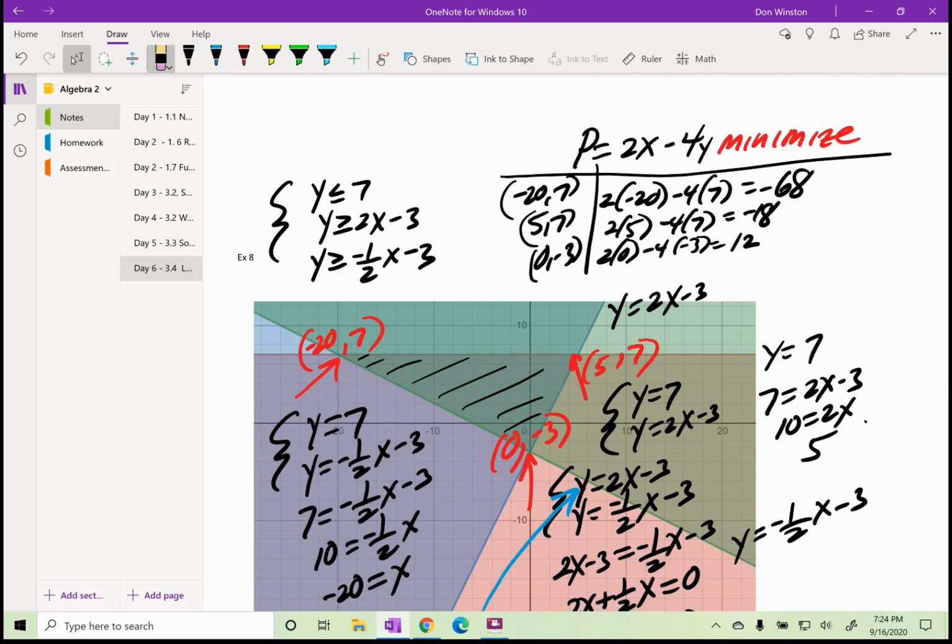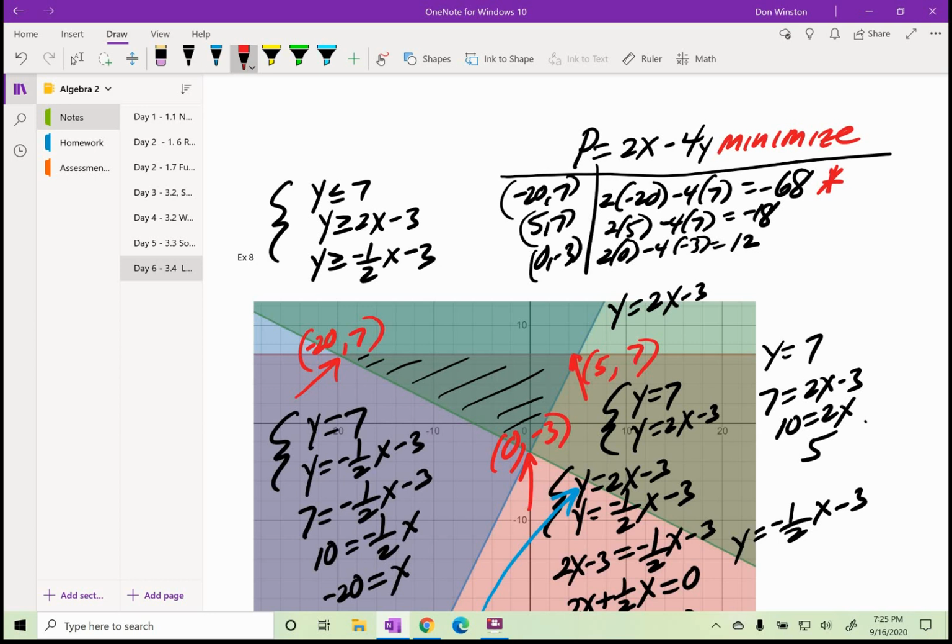All right, so the objective here, we said, was to minimize. So let's take a look at which corner point will give us the smallest value. 2 times negative 20 minus 4 times 7 is negative 68. 2 times 5 minus 4 times 7 is equal to negative 18. And 2 times 0 minus 4 times negative 3 is 12. So if we were to minimize this objective function, we would choose x equal to negative 20 and y equal to 7.